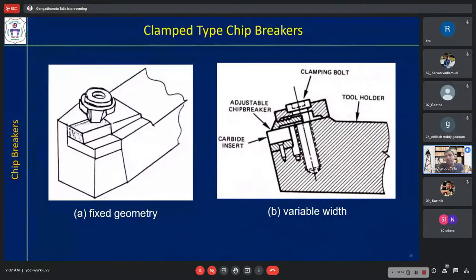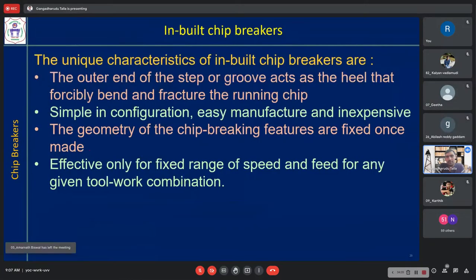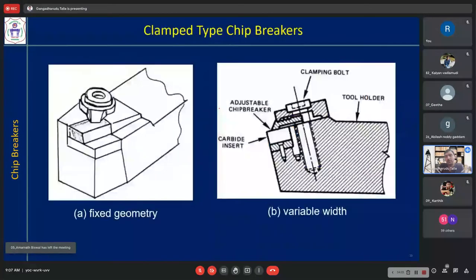Now, whatever chip breakers we have seen earlier were mainly cut on the workpiece, or we have discussed the inbuilt chip breakers. The other type is the clamp type, where you are clamping the chip breaker. In clamping also, you can have a fixed geometry chip breaker like this. There is a fixed geometry for the chip breaker here. You are bringing that chip breaker and simply clamping it.